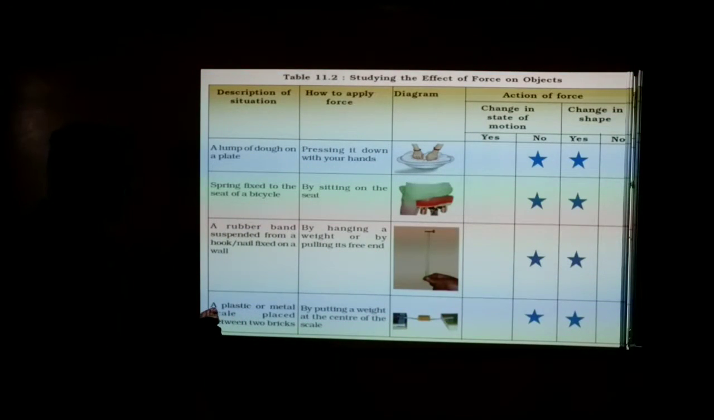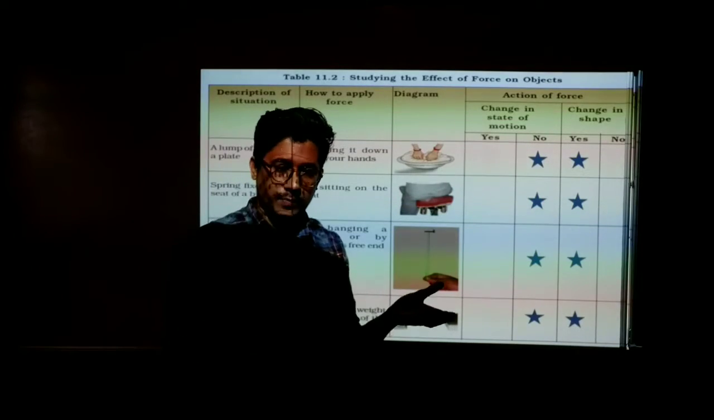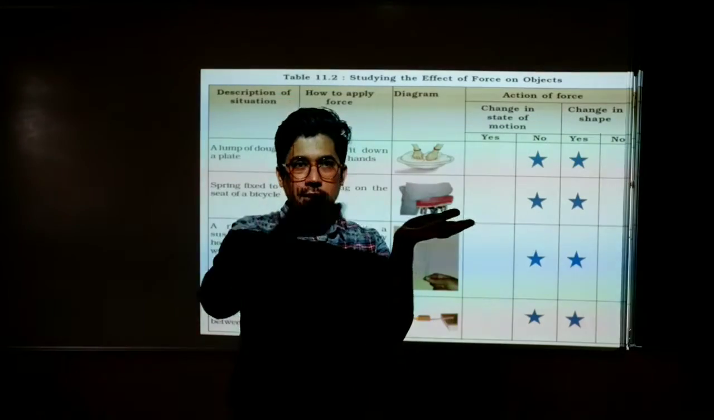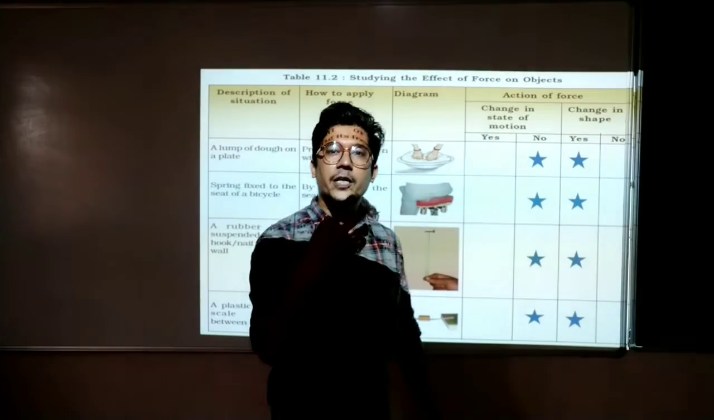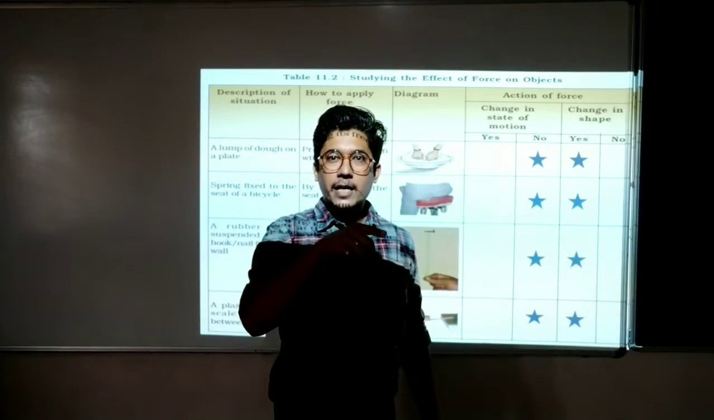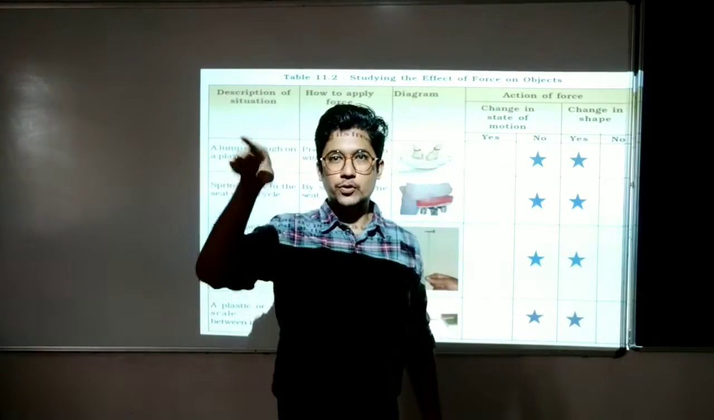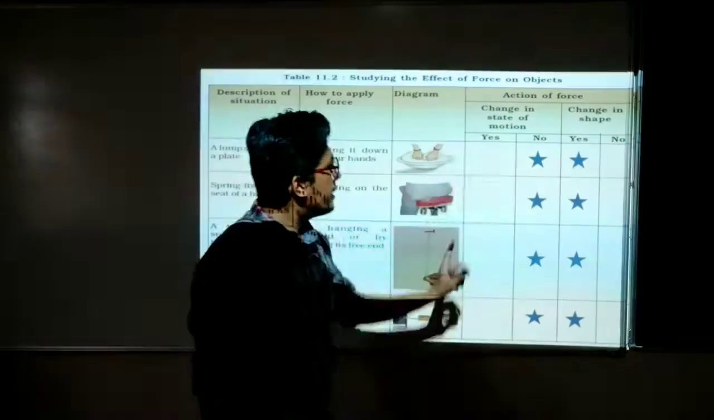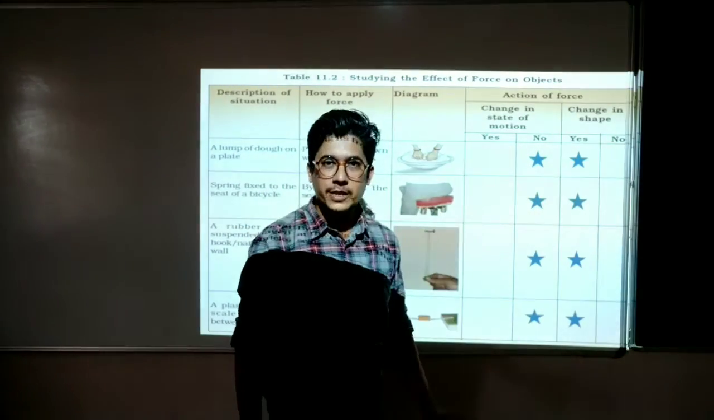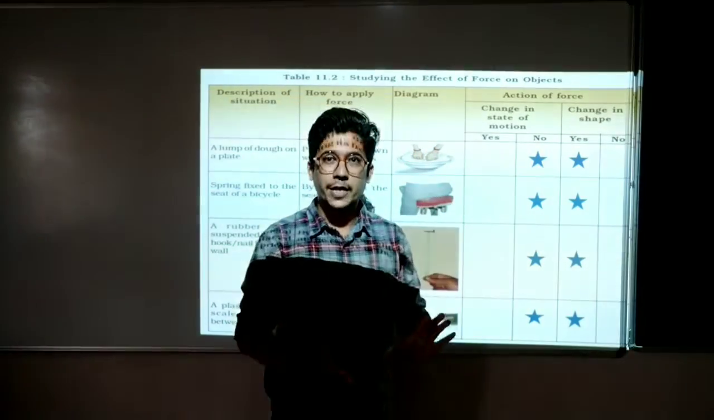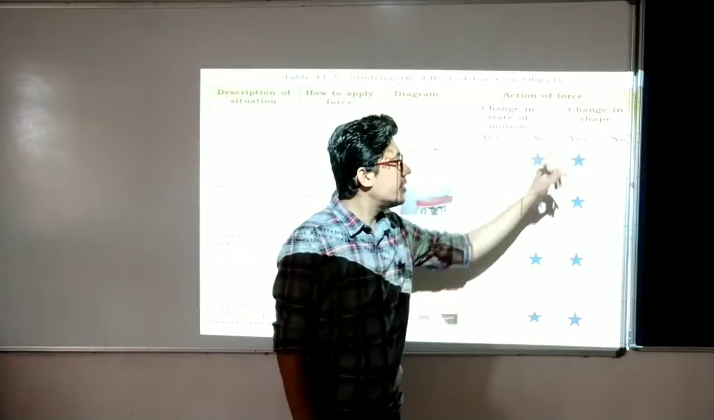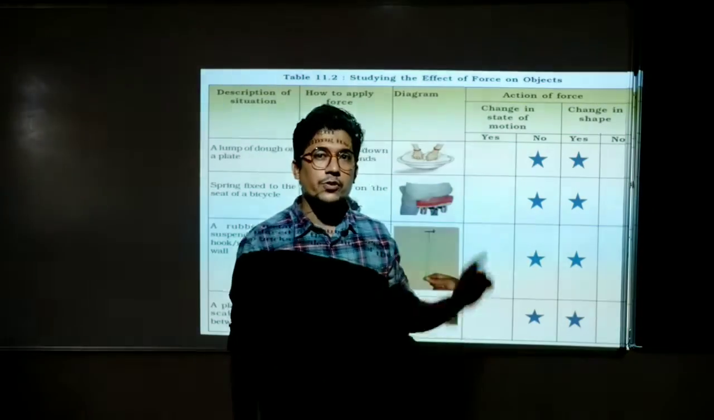The fourth example is a plastic or metal scale placed between two bricks. Between two benches, you place a steel scale. On that steel scale, you put some weights. The weight will bend the scale and it will make a bow shape. Yes or no? Does it change the state of motion? No. The scale is not going from point A to point B. It is there only. But there is a change in shape. Yes or no? Okay. So, change in shape.